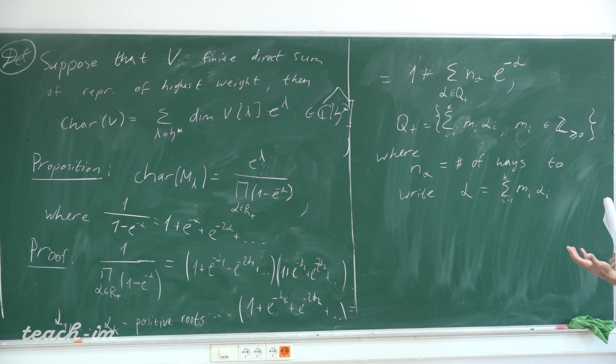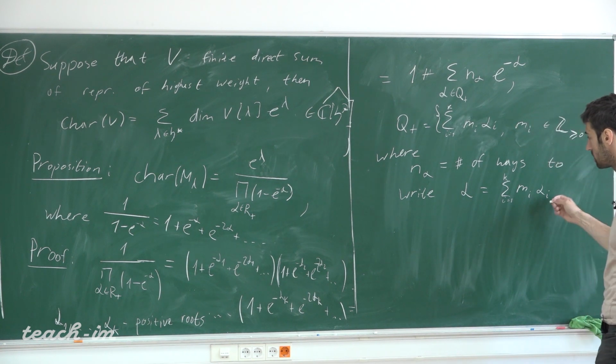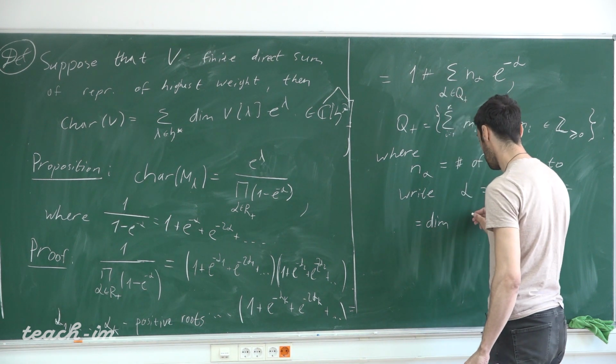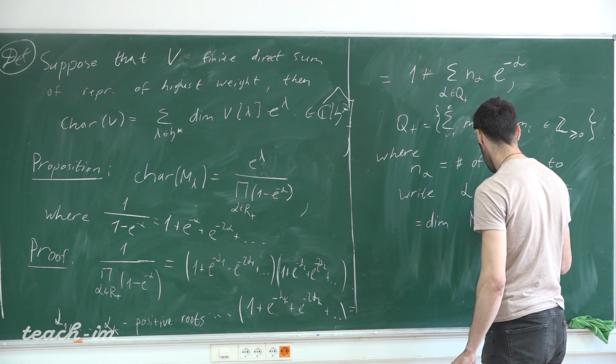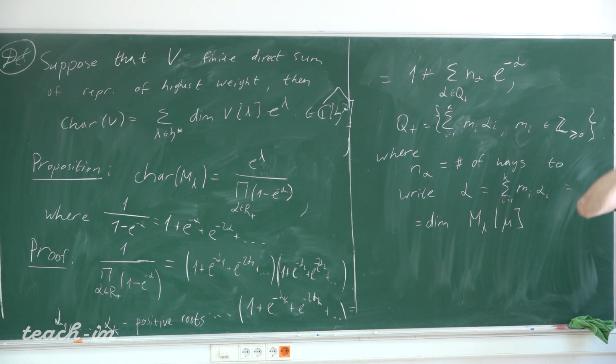And actually, this proves everything, because this is the same as the dimension of m lambda mu. Right? So what do you do? You take the highest weight vector and apply f's. What is the dimension of a given weight in the Verma module? Just because of the PBW theorem, the Verma module is isomorphic as a vector space to U of n minus, right?